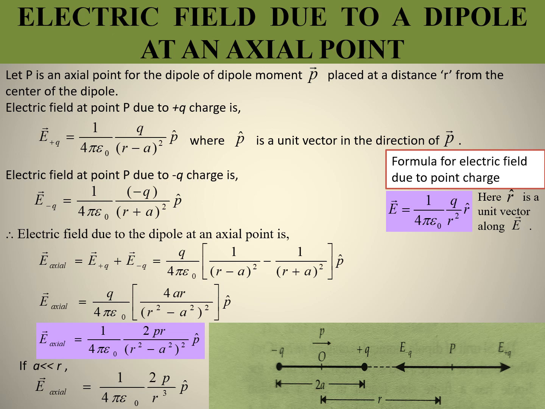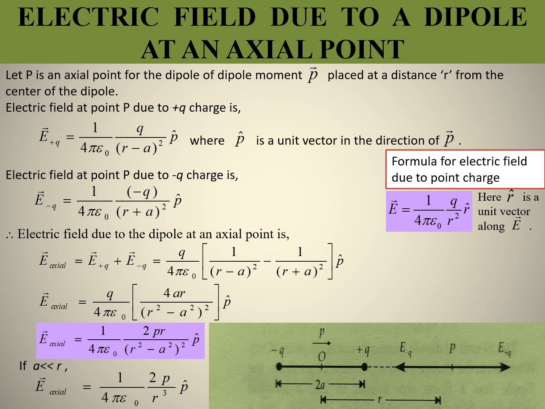Let the dipole moment vector of the dipole be denoted by small p vector. The direction of this dipole moment vector is shown in the diagram, and it is towards the right side, from the negative charge towards the positive charge. So to find the electric field due to the dipole, first we write the electric field due to plus q charge, then the electric field due to minus q charge, and then add them vectorially.